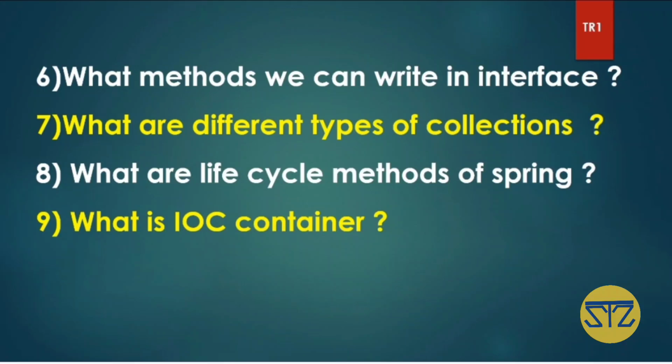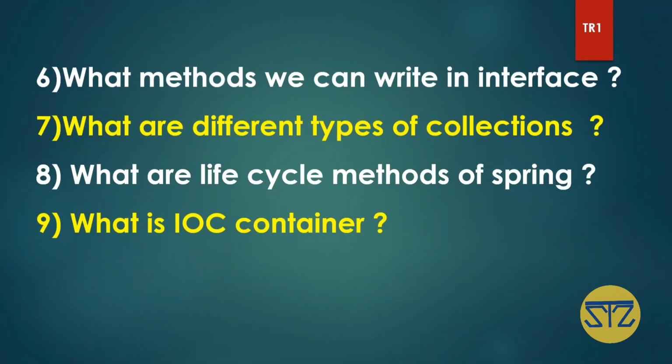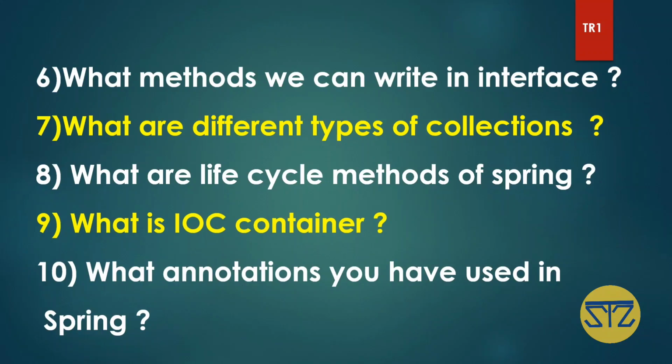It gets the information about the objects from a configuration file, that is XML or Java code or Java annotations and Java POJO classes as well. And these objects are called beans. Since the controlling of Java objects and their life cycle is not done by the developers, hence the name came as inversion of control. So the next question they have asked is what annotations you have used in Spring.